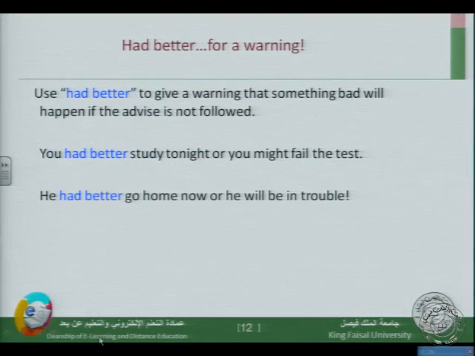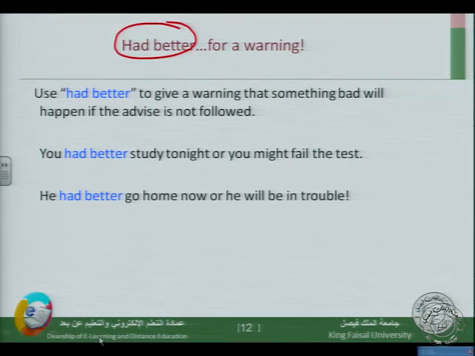Had better is used for warning, to warn about something. You use had better to give a warning that something bad will happen if the advice is not followed. Do you understand the meaning of had better, or how to use it, sorry? For example, you had better study tonight or you might fail the test. You had better study English or speaking course or you might fail to speak very well. You had better go home now or he will be in trouble.